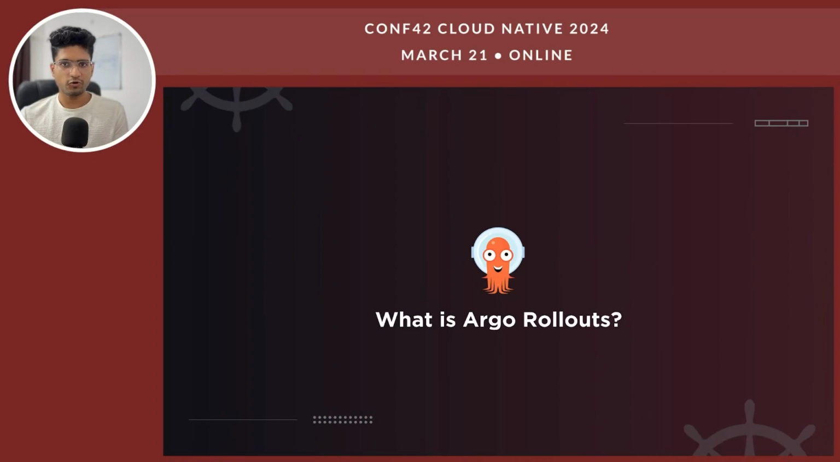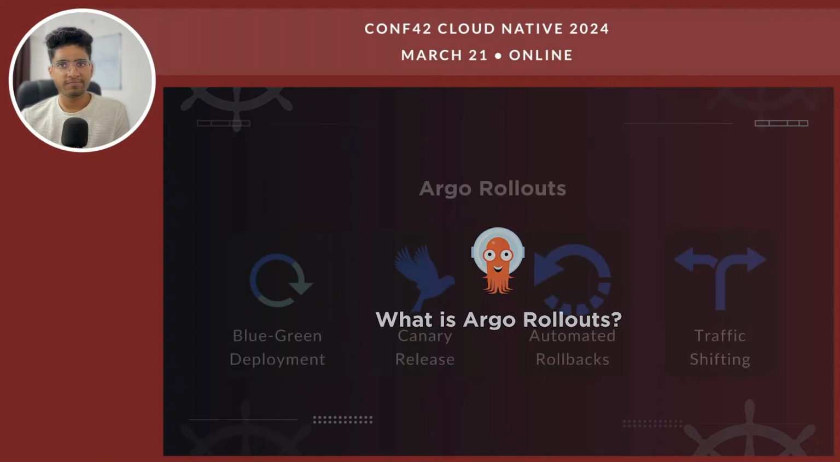So the goal of this talk is to not only talk about the different deployment strategies that are out there, but also about how we can implement the blue-green deployment strategy along with the canary release strategy in a Kubernetes environment. And for that, we will be using this tool called Argo Rollouts. So let's take a look at what this tool is.